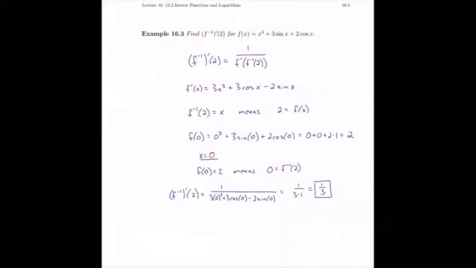So find f inverse prime of 2 for the function f of x equals x cubed plus 3 sine x plus 2 cosine x. So, all right, this is just a straight evaluation. We don't have to do a whole lot of algebra involved with this. We just need to go through and calculate this thing. So I'm just going to use the formula directly. So I need to find f prime of f inverse of 2 and take the reciprocal of that.